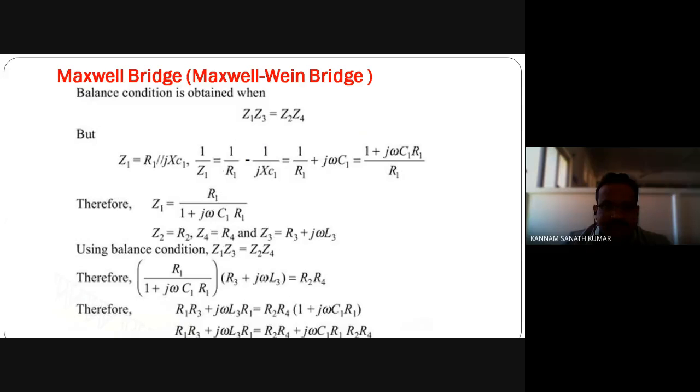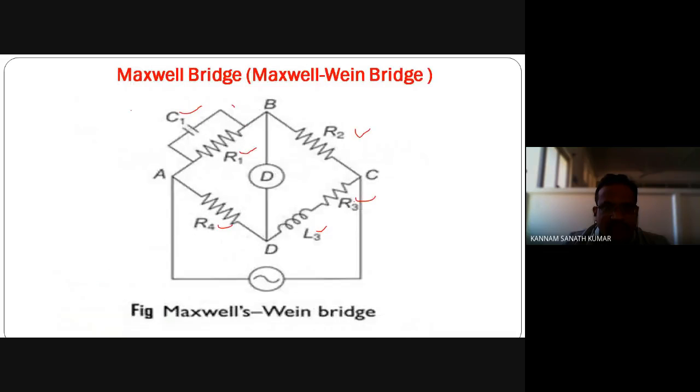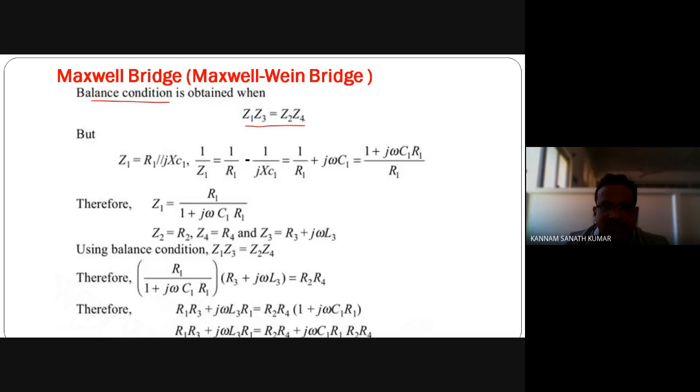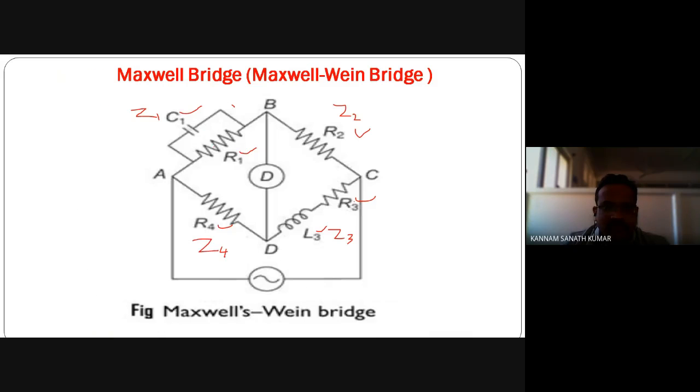Now the derivation in the balanced condition. We know that Z1 Z3 equals Z2 Z4. Let us consider this one as Z1, this as Z2, this as Z4, and this as Z3. So Z1 Z3 equals Z2 Z4 is the condition for balance. When the bridge is balanced, Z1 Z3 equals Z2 Z4.